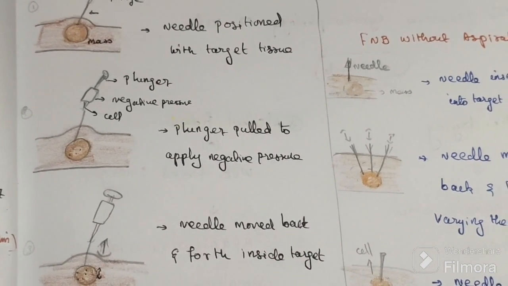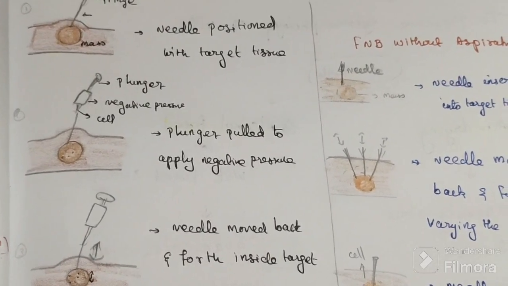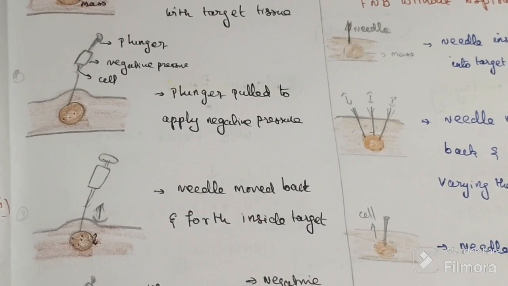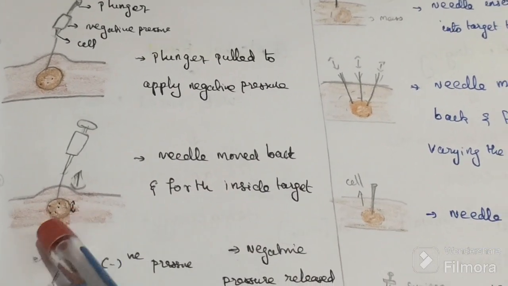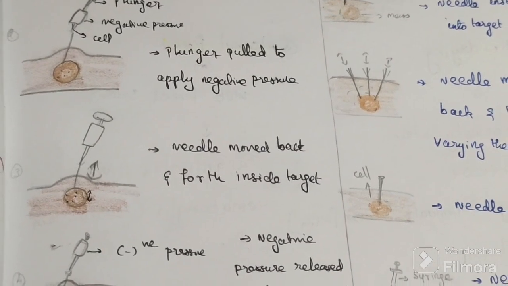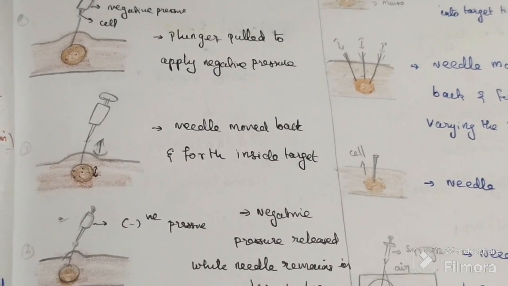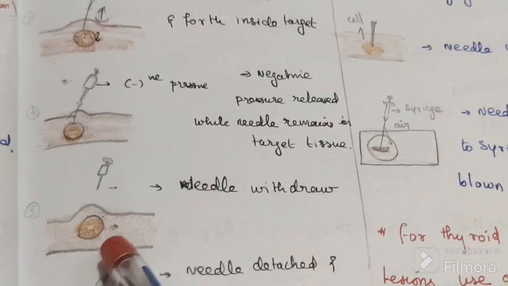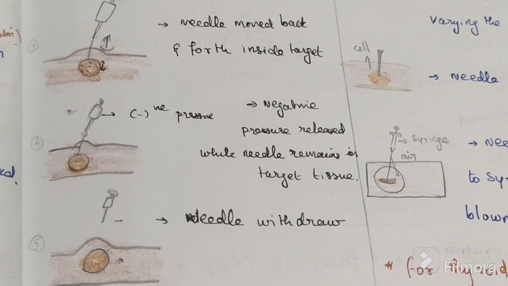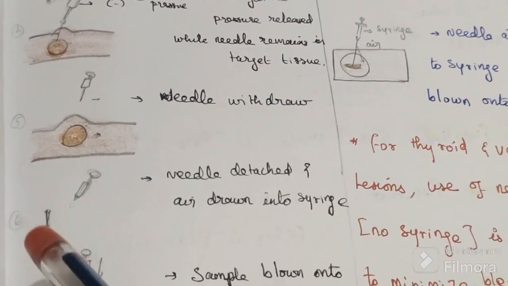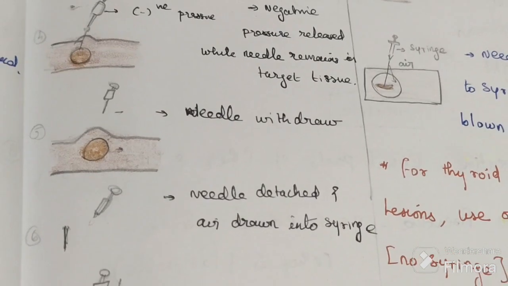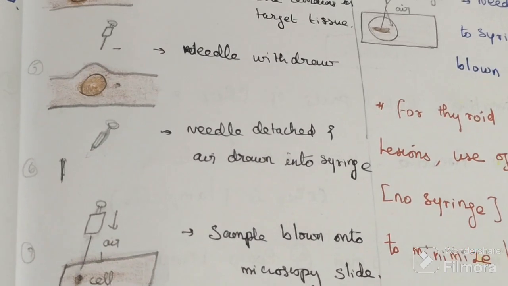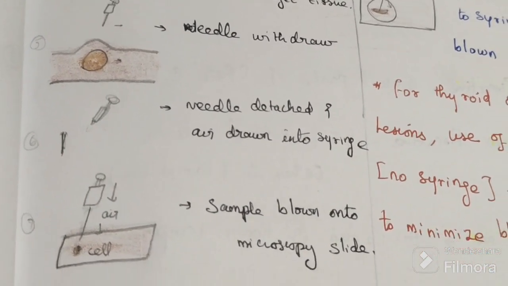Now you are moving this up and down, taking samples here like that. After that, negative pressure is released. Now taking out the needle from this mass. Now separate needle and syringe. After separation, pulling the plunger. Okay, pulling that plunger, so the plunger is pulled out again.